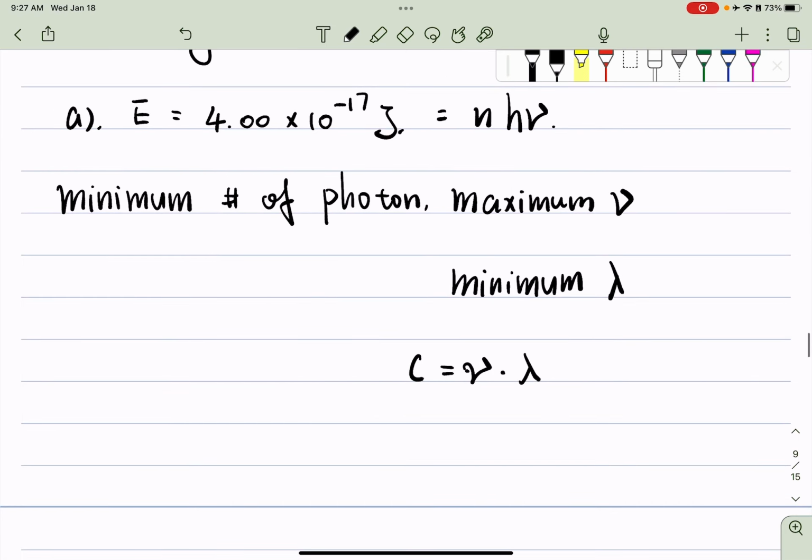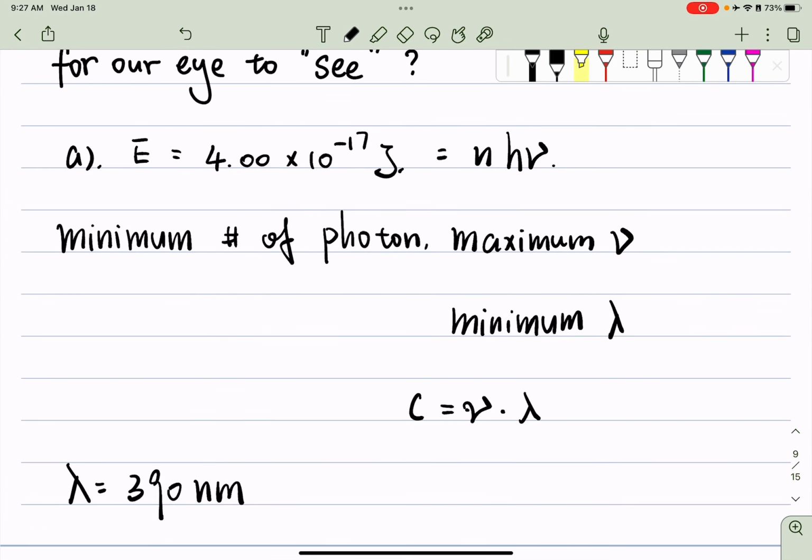So in this case, we have lambda equals 390 nanometer. This part of the analysis is without doing any calculation. You just look at the equation and you get an idea about what numbers to use when reading the question. Okay, so now we can do the calculation together.